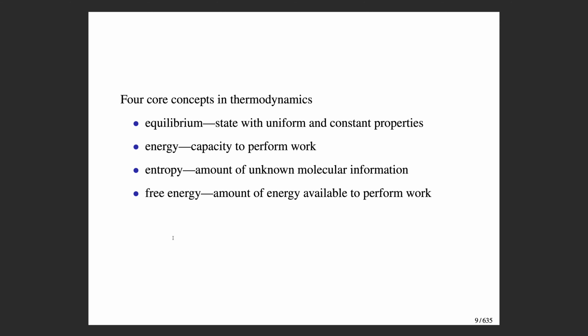It will have a unique and well-defined temperature. Right? In one part of the system, the temperature is the same as the temperature in every other part of the system. That's what I mean by uniform. Constant in time, the temperature can't be changing. If the system's temperature is changing, then that system is not at equilibrium. So that's what equilibrium means. It's a state with uniform and constant, unchanging properties.